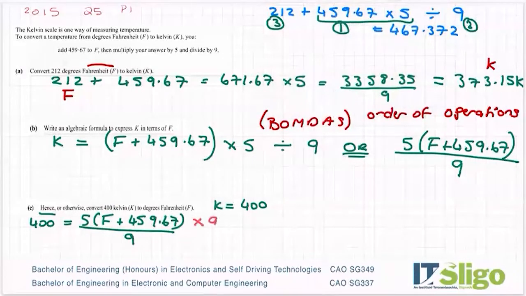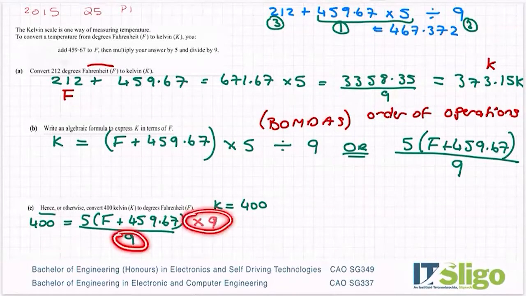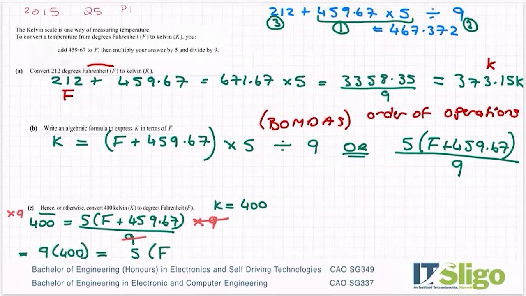You'd multiply by 9, okay? And for as long as you have the number on the top and the number on the bottom, they cancel, okay? What I do to one side, I have to do to the other, okay? So I'm going to do it in pieces so you can see what I'm doing. I now have 9 times 400 is equal to 5 times F plus 459.67, okay? So that's my first piece.